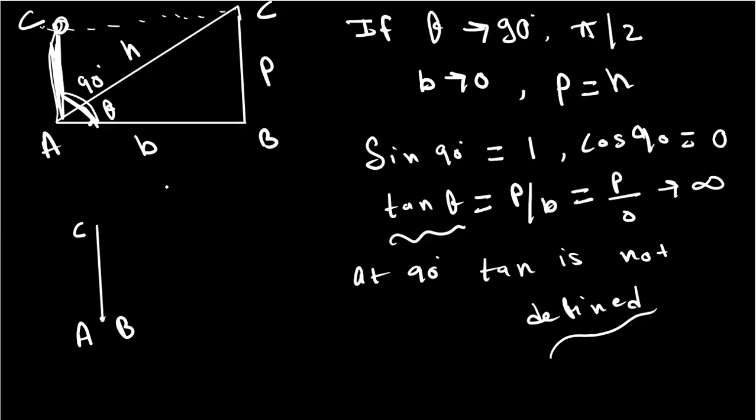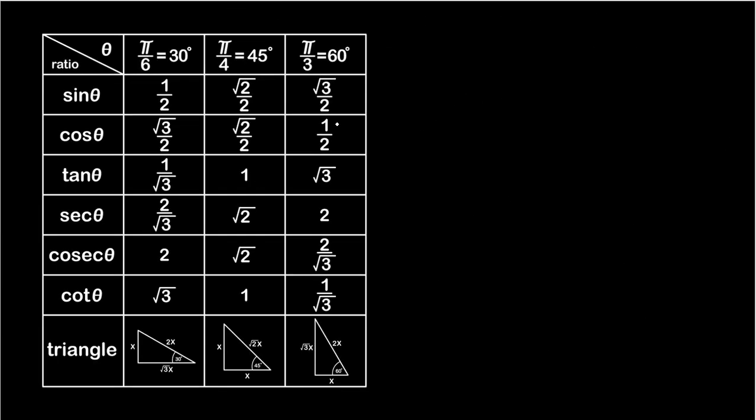Okay, now we will see some more values. Like here you can see, this value you have to remember. I hope you all have remembered in class 10th too, but still you have to revise this again. Sine of theta 30 degree is 1 by 2, 45 degree is root 2 by 2, or we can say 1 by root 2. Sine 60 is root 3 by 2. All these values you have to remember.